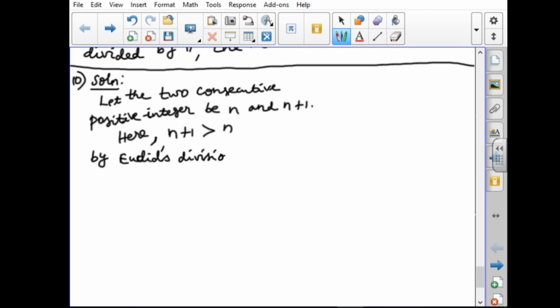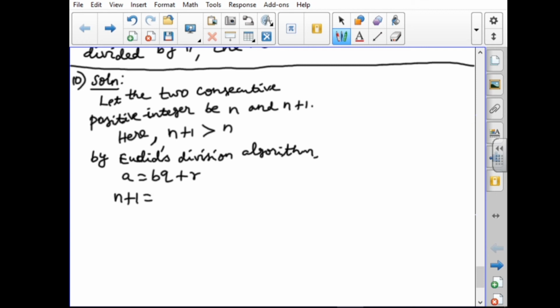Euclid's division algorithm. We know the lemma a = bq + r. Here this is the dividend, this is the divisor. So you have to substitute here: a is n + 1.